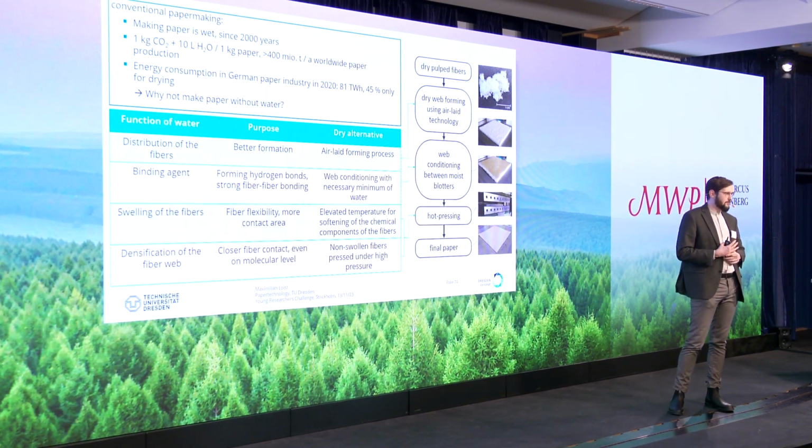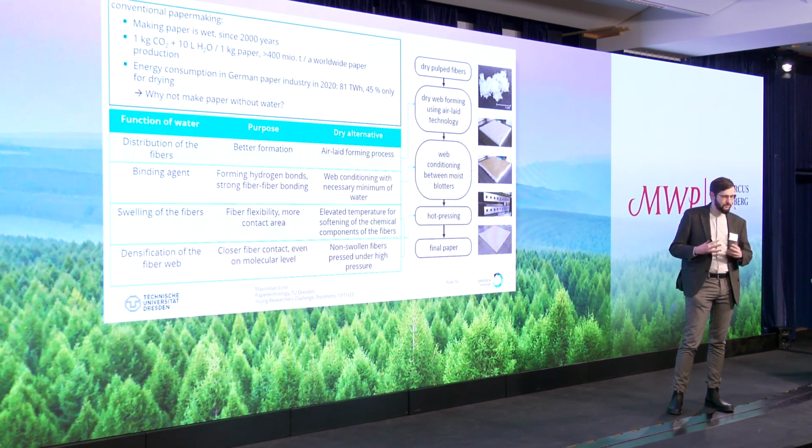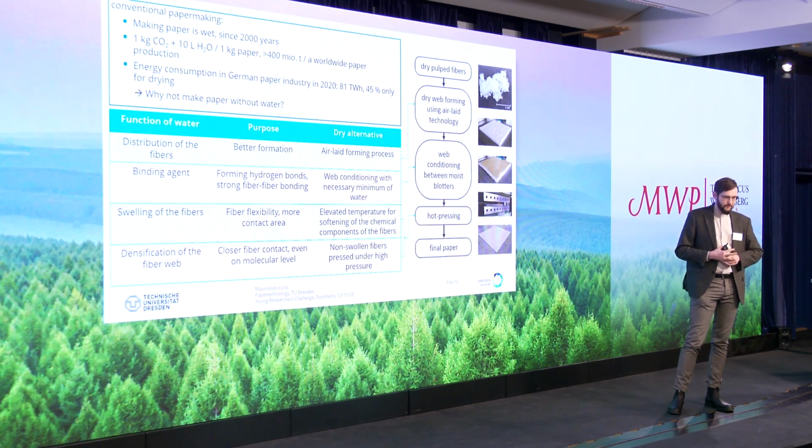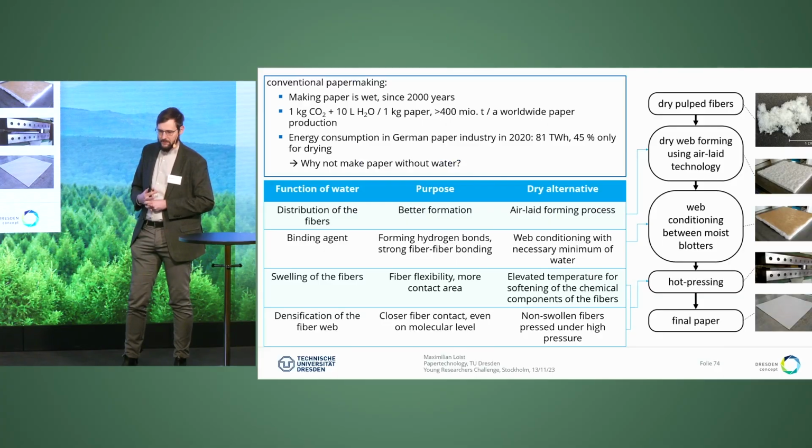Then water acts as a binding agent that forms hydrogen bonds between the fibers. And in the dry process, that's actually the point where I have to admit it's not absolutely dry, but almost dry, and we still can save a lot of water, but we have to use a minimum amount of water if we don't want to use any other binder. In our dry process, we use moist blotters to condition our dry formed webs.